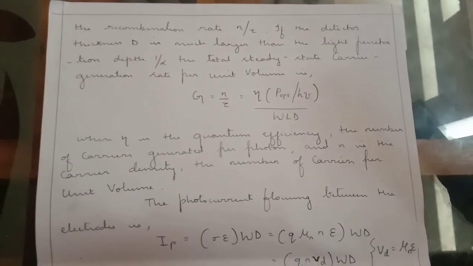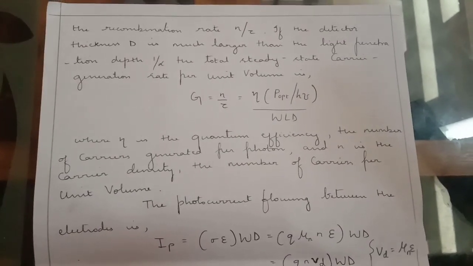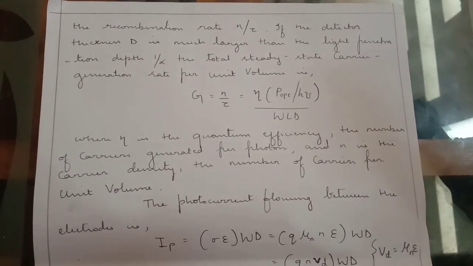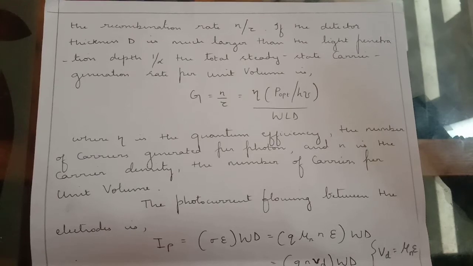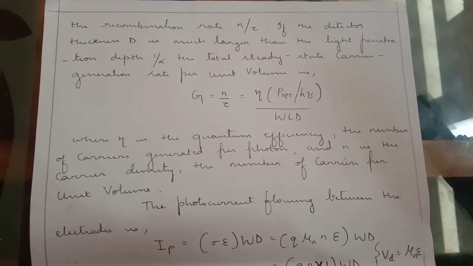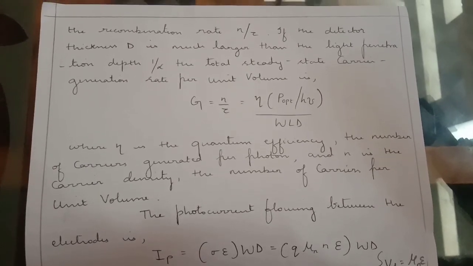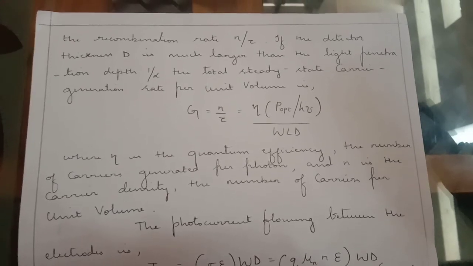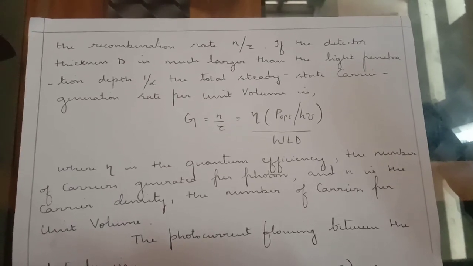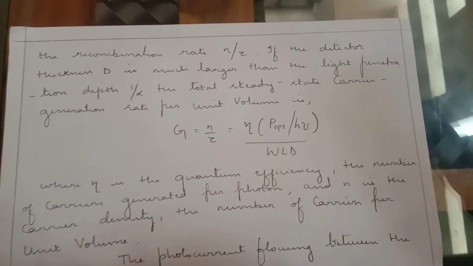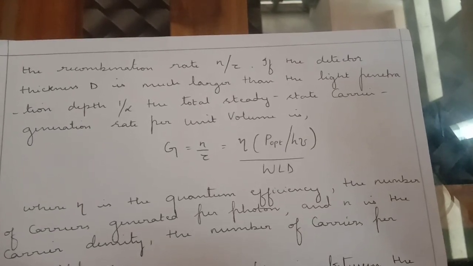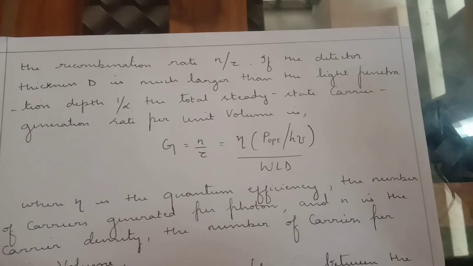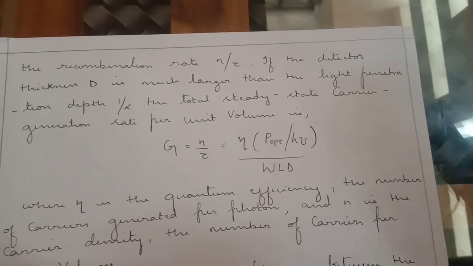At steady state, the carrier generation rate G must be equal to the recombination rate n by tau, which we just discussed, that is the magnitude of dn by dt is equal to n by tau. So n by tau is equal to the carrier generation rate G, and it is given by eta times P opt divided by h nu, whole divided by WLD. Here eta is the quantum efficiency.